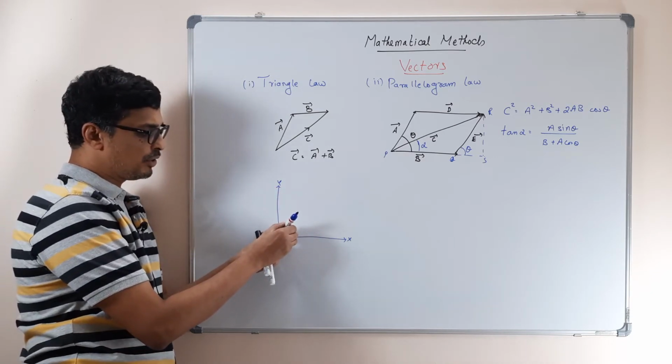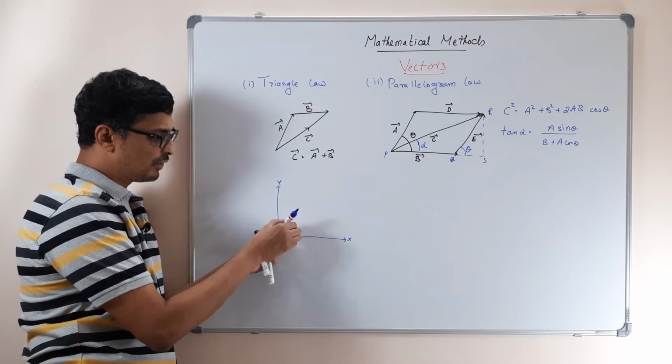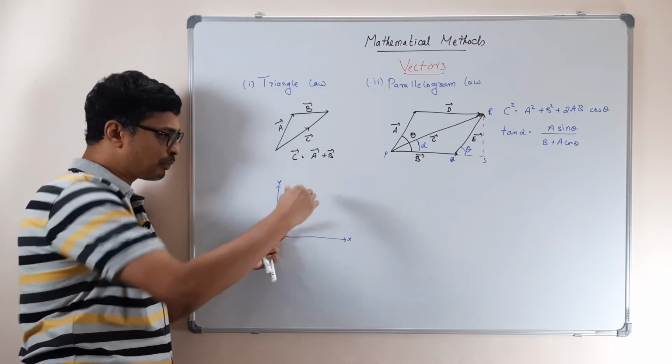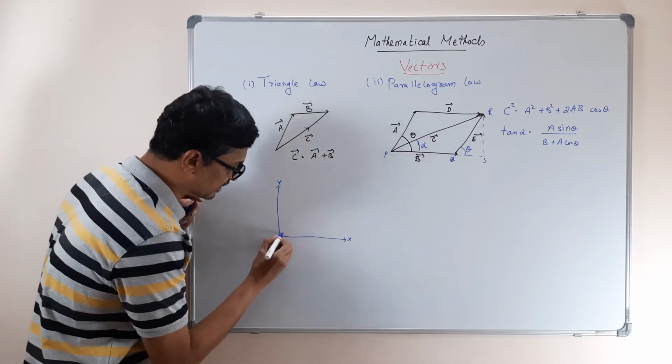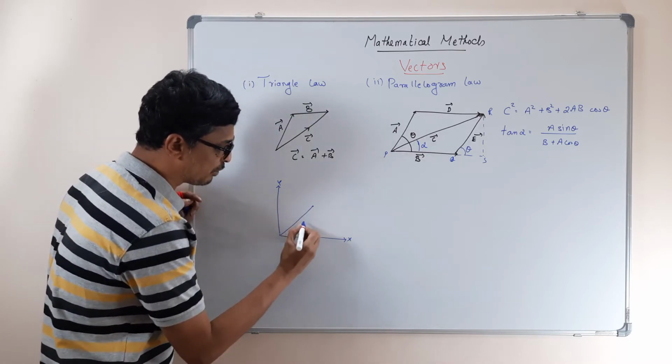Okay, and what am I going to do? Let me resolve the vector. If I take a projection on this one, so what happens? You will have a vector like this here. Let me call it R.